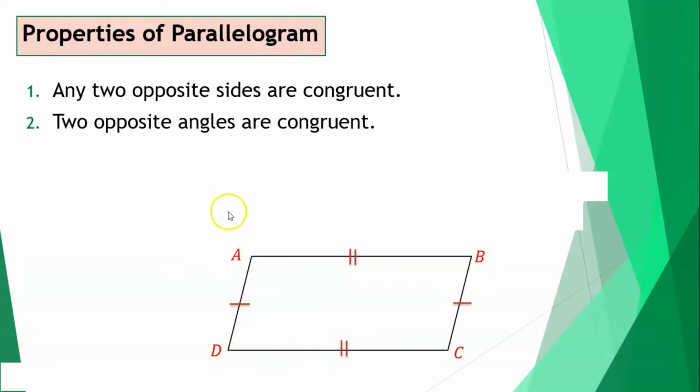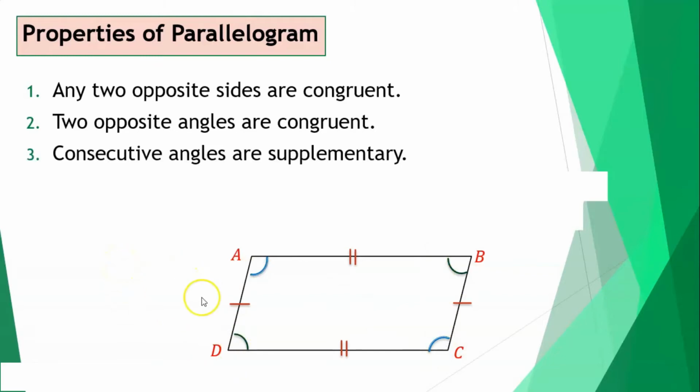Now another property is that two opposite angles are congruent. So with this, angle A is congruent to angle C and angle B is also congruent to angle D. Next property, consecutive angles are supplementary angles. So with this, angle A added to the measure of angle B should total 180 degrees. Or it could be angle B added to the measure of angle C should total 180 degrees.